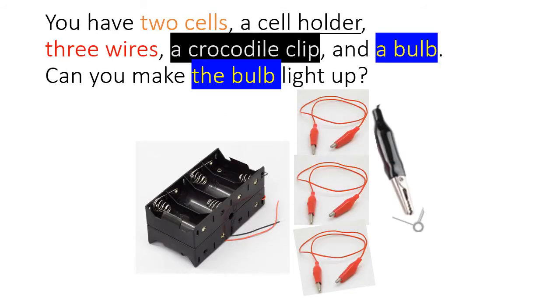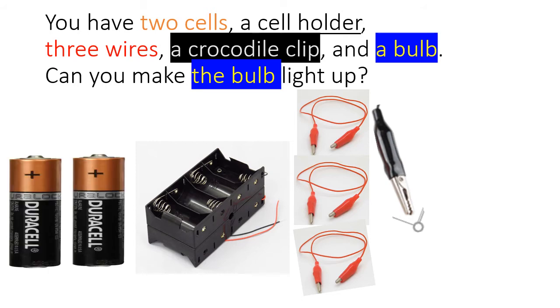So then these slides are just showing some of the tests we did using different parts and different numbers of parts. So this is 2 cells, a cell holder, 3 wires, something called a crocodile clip, that's the black part next to the wires, and a bulb.